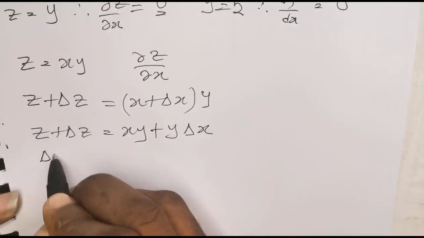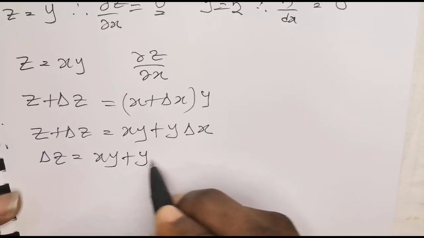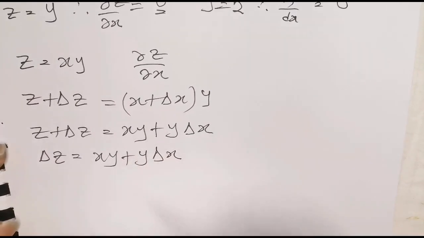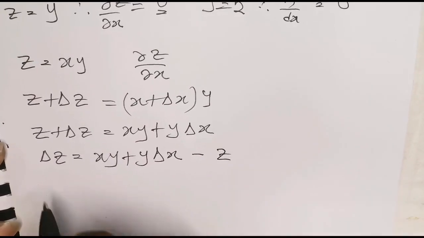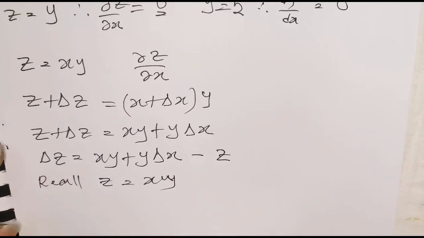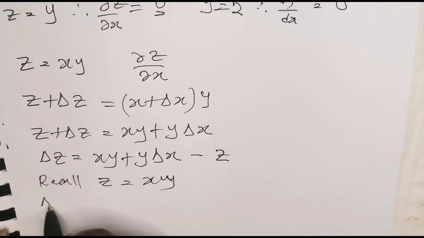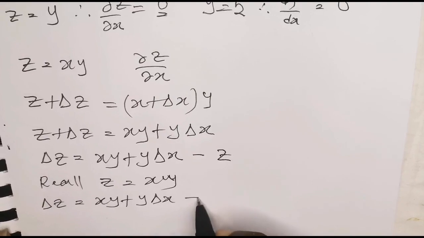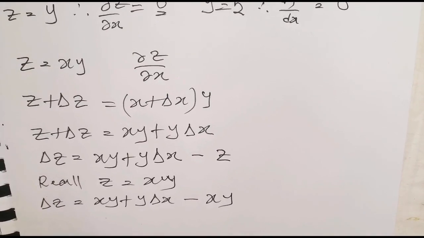So you have change in z now equal to everything you have here: xy plus y change in x. Remember, this is positive z, and if a positive sign crosses an equal to sign, it automatically becomes negative. So I have minus z. But not forgetting, recall that earlier we said z is equal to xy. This was a question. So in place of z, put in the original value as xy. You're going to have change in z is equal to xy plus y change in x minus, in place of z, the value becomes what? x and y. So you simply have this.